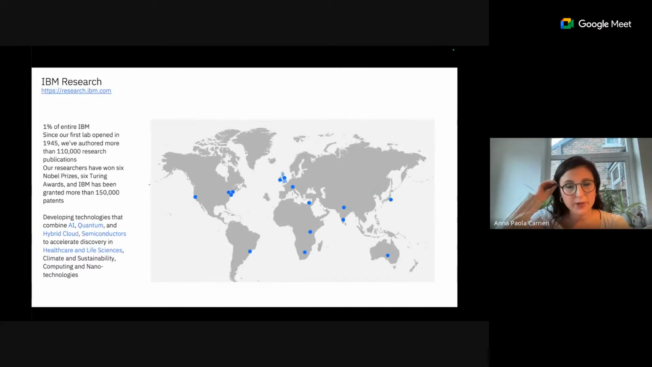Okay, so IBM Research represents 1% of the entire IBM. We're about 3,000 researchers spread across the globe, as you can see here with the blue blobs.